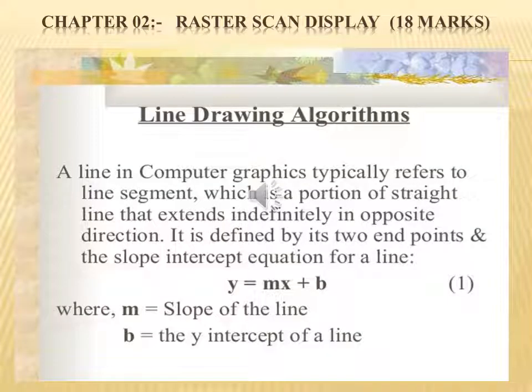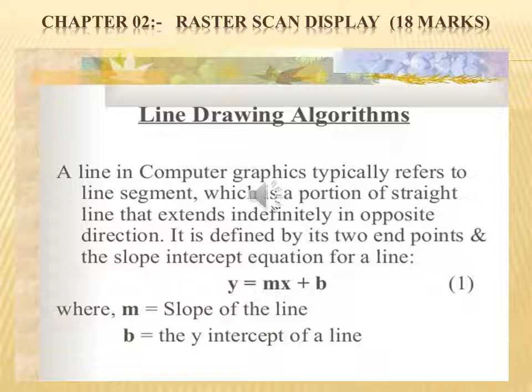The chapter 2, raster scan graphics. The chapter is for 18 marks. Now, we will start from the line and line segments. Some definitions of a line.